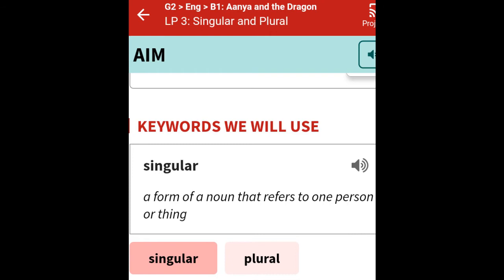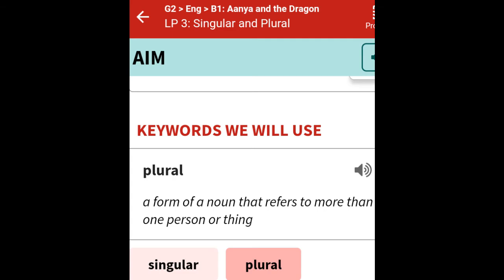And plural means a form of a noun that refers to more than one person or thing. If there are more than one, if there are 2 books or 4 books or 10 boys or 5 chocolates, so if there is more than one, then it goes to plural. Plural means more than one.